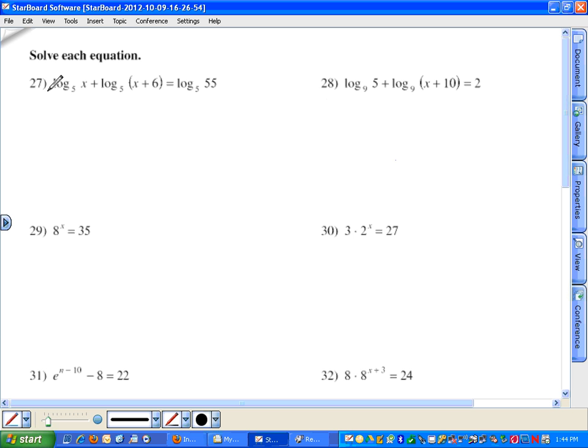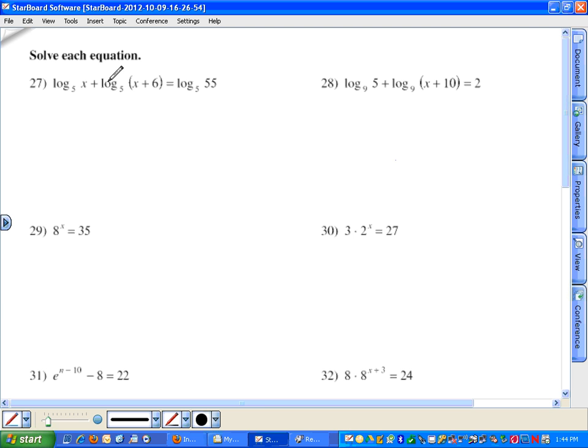There is a difference between 27 and 28 and the other logarithmic equations that we solved on page 3. The difference here between 27 and 28 is that they have multiple logarithms in the equation. 27 has 3 logarithms. 28 has 2. So these are solved a little bit differently. And even with that, 27 is a different type of multiple logarithm equation than 28.